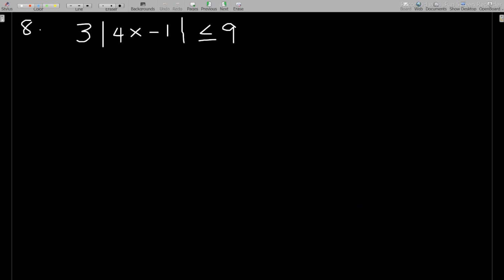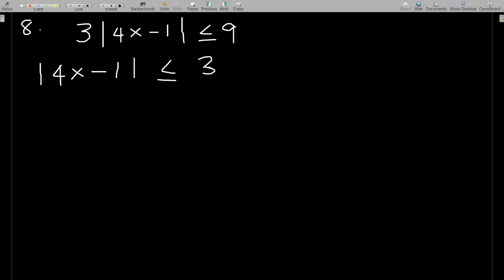All right, let's move on to the next question. Now I have 3 times this is less than or equal to 9. With the other one it was just less than. So with the less than or equal to, what you do is just isolate. All the time you have to isolate. So less than or equal to 3. 9 divided by 3 is what? 3.